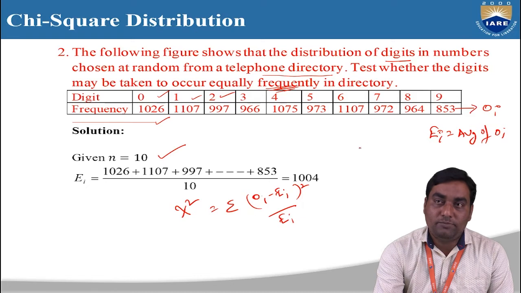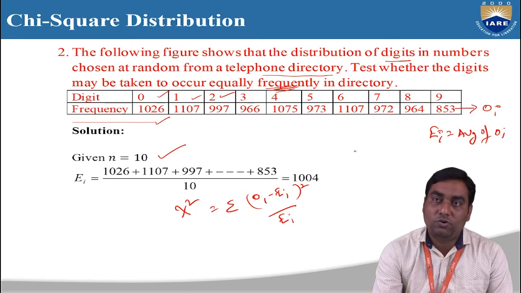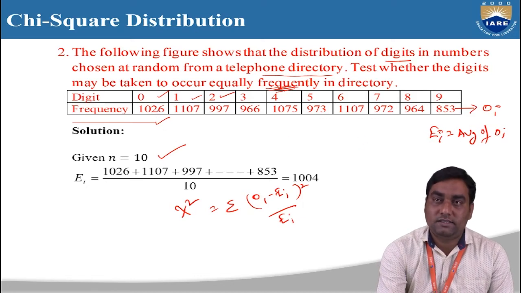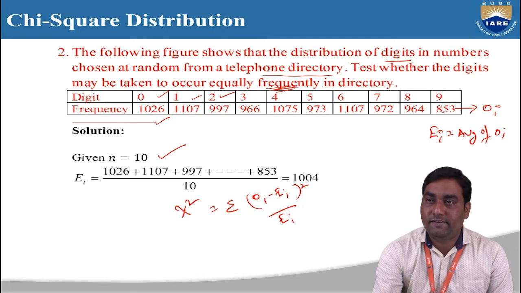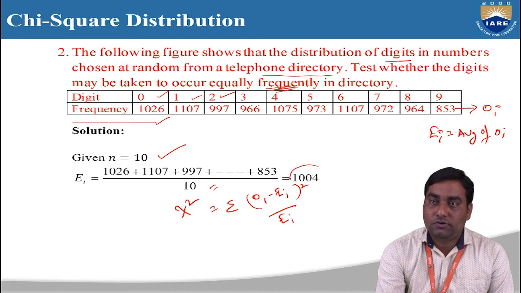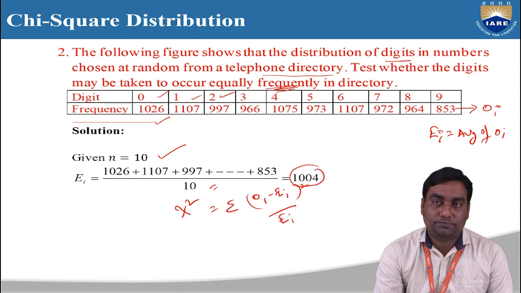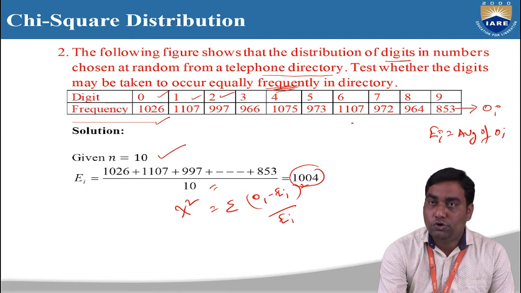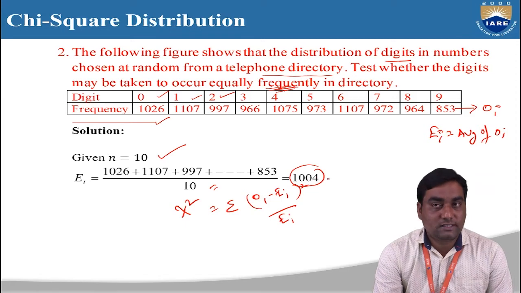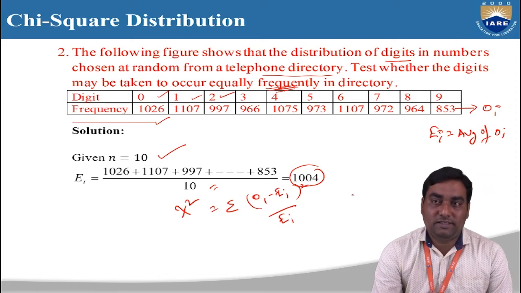We know all the observed frequencies. We have to find out the average of all the observed frequencies: 1026 plus 1107 plus 997 and so on, divided by 10. So we got the expected frequency, 1004. And we know all the observed frequencies and the unique expected frequency for all the observed frequencies.